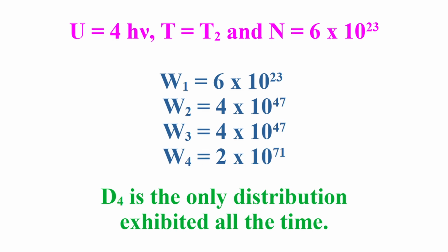In the case of 4 quanta, when n equals 6 times 10 raised to 23, W1 equals 6 times 10 raised to 23, W2 4 times 10 raised to 47, W3 also 4 times 10 raised to 47, and W4 2 times 10 raised to 71, making D4 to be exhibited all the time.